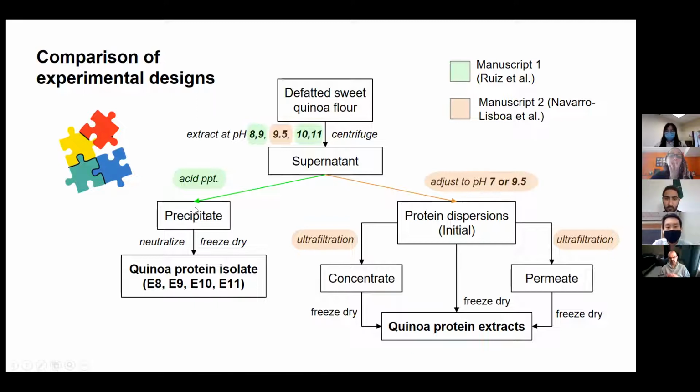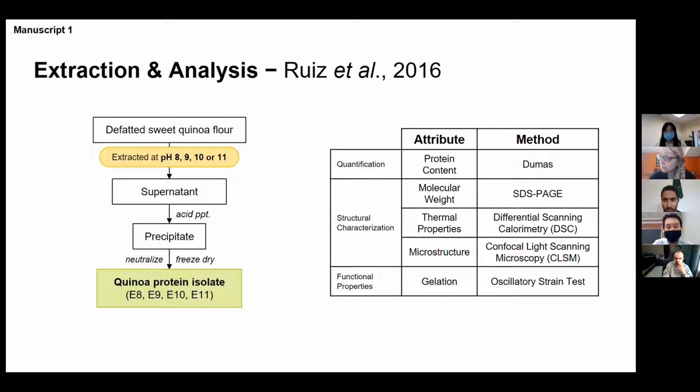And then from here, the two papers differed in the way that they separated the proteins. So for the first paper, they did acid precipitation to get the isolate, lowering down to the isoelectric point where the proteins start to lose their charge and then aggregate by hydrophobic interaction. And then the second paper, they did ultrafiltration. So what they did was either maintain the pH at 9.5 or lower it down to 7, and then subject it to the ultrafiltration steps to get the different fractions, and then freeze drying them to get the extracts.